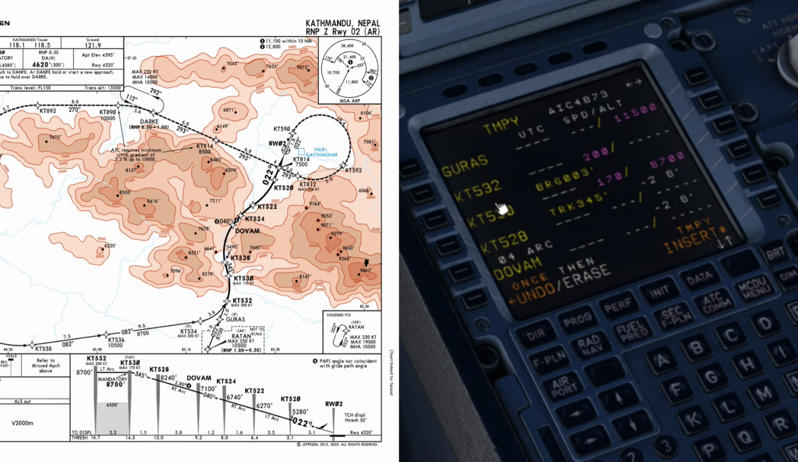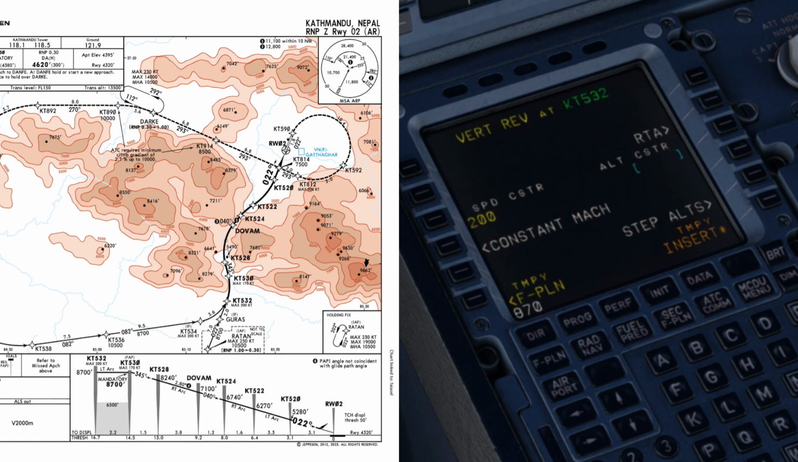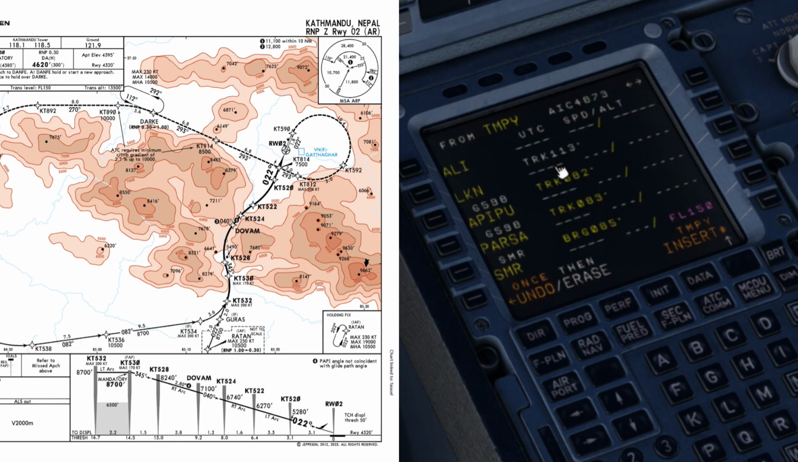So from Kilo Tango 532 we go to Kilo Tango 530, where the speed restriction should be 170. That's correct. We should be at altitude 8,700 at Kilo Tango 532 and 530. Yes. Descent. Yeah. And now let's continue our cross-check.